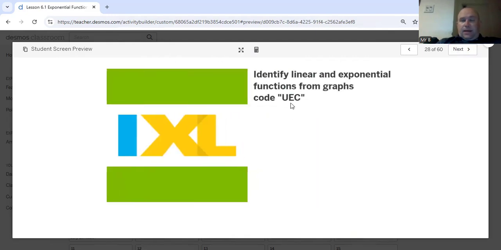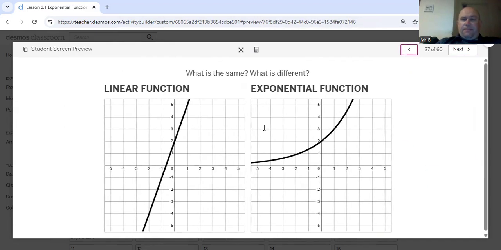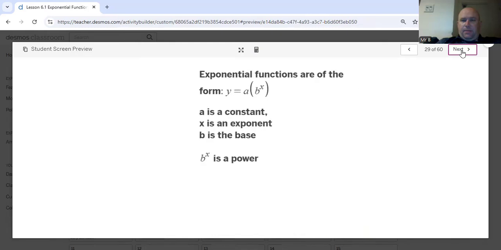Now, there is a little IXL activity you could try if you want to make sure you can tell the difference. I think it's pretty clear. You can see that one's straight and one's curved on here. So linear and exponential are kind of clear to tell the difference between the two. How do you know that this doesn't go like this, makes the U shape and is quadratic? We'll talk about that part in a little bit.